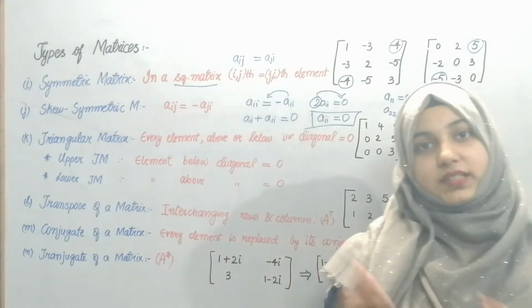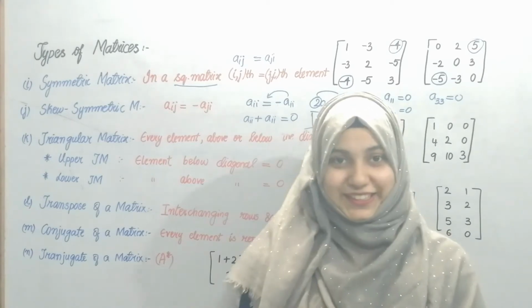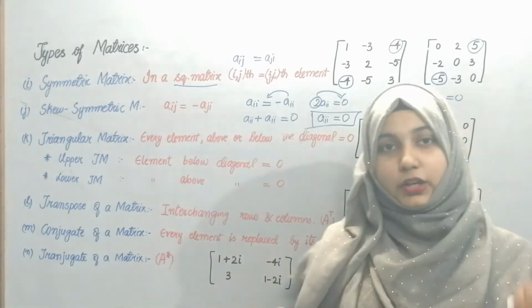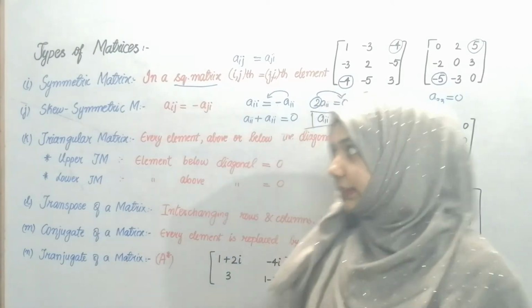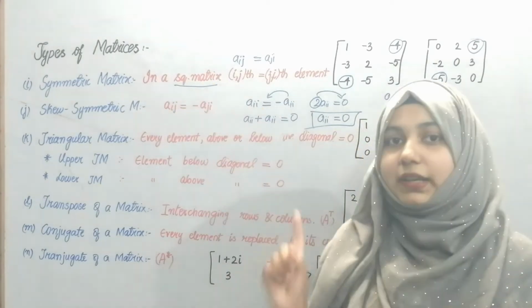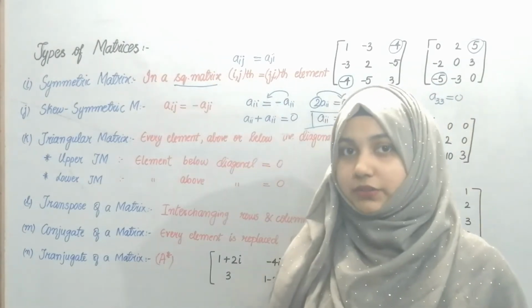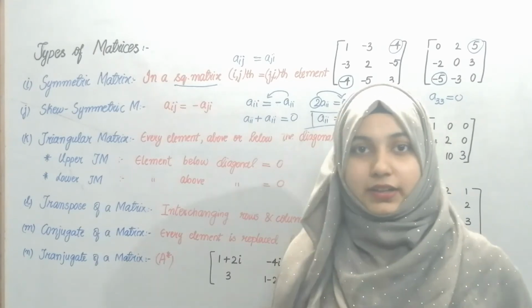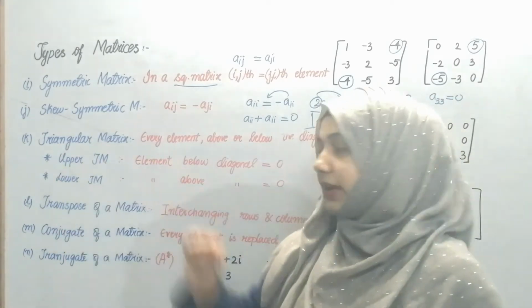In symmetric, A of ij is equal to A of ji. The term A of ith j term is equal to A of jth i term. And the opposite, A of ij term is equal to minus of A of ji term. Clear? Next. And condition, don't forget, it should be a square matrix. I'm only talking about the square matrix. No rectangular matrix, no triangular matrix, no nothing. Only square matrix.